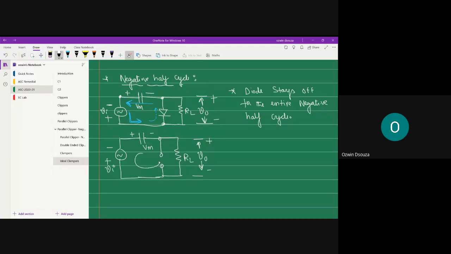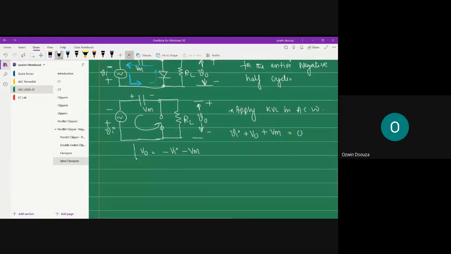Now what you do, you apply the KVL in the anti-clockwise direction. So what do you get? Minus to plus Vi, then minus to plus V0, then minus to plus Vm. So basically you get additive polarities of three sources, or V0 is equal to minus Vi and minus Vm. So this negative sign indicates phase reversal. That means to say the signal has changed its direction.